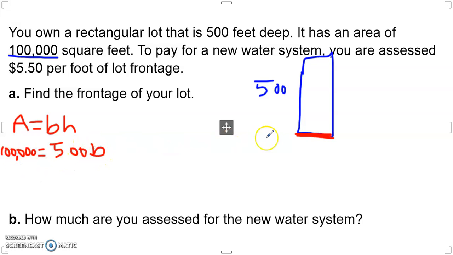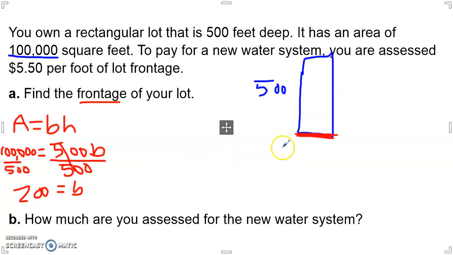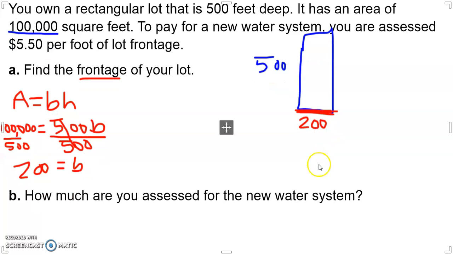So we need to solve for b to find our base or our frontage. So to get b alone, we have our 500 here that's touching b, which means times, so we've got to divide by 500 on both sides. That cancels, so now we have b alone, and 100,000 divided by 500 is 200, which is b. So we know that this is 200 right here.